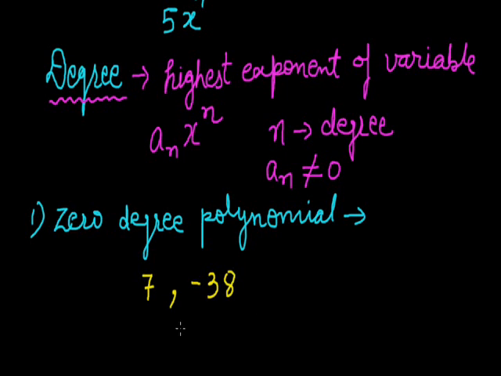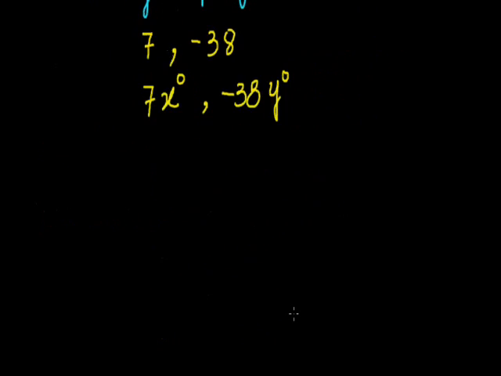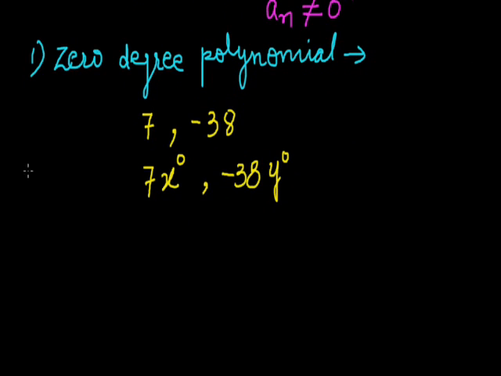because we can write them as 7x raised to 0, minus 38y raised to 0, or any variable. The first example is in the x variable and the second is in the y variable. These are the 0 degree polynomials, or we can say that they are constant polynomials.